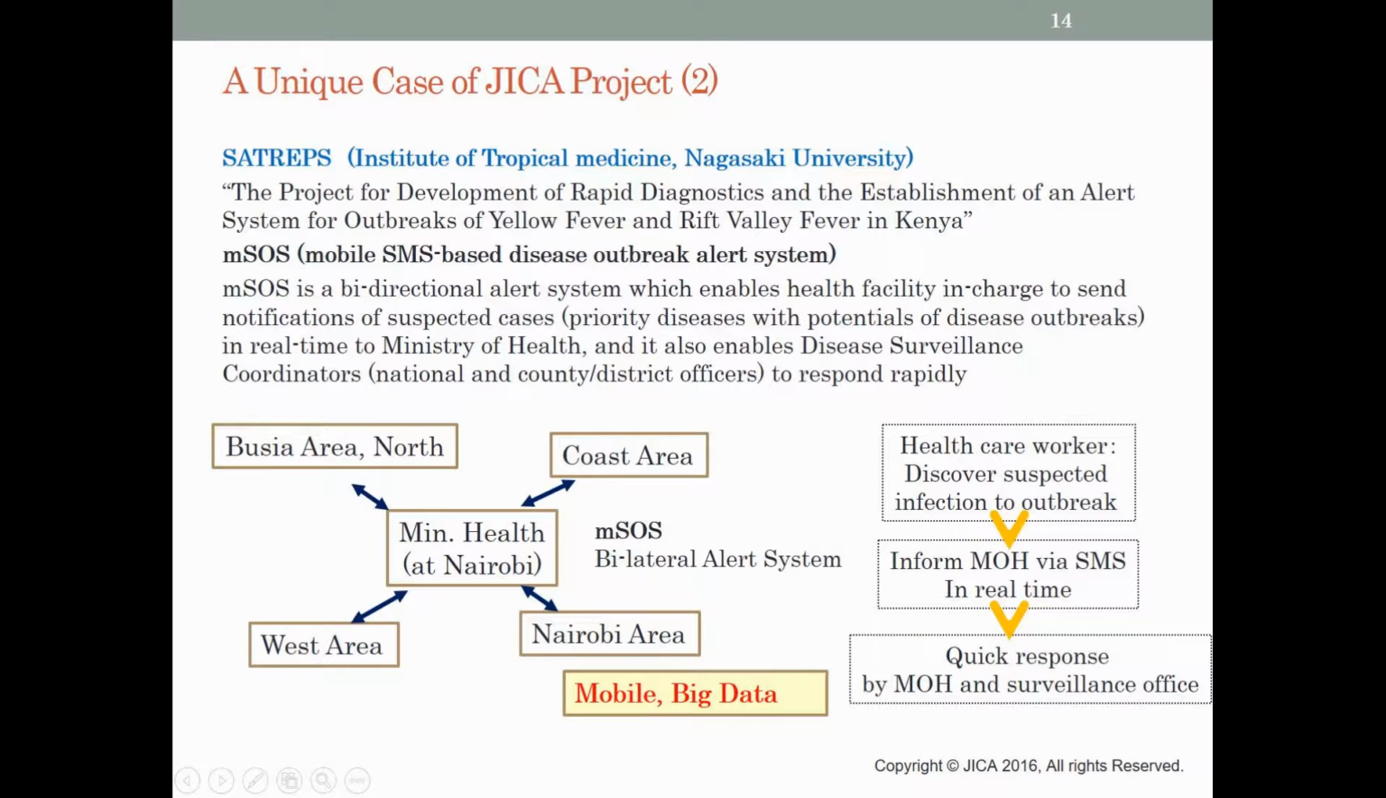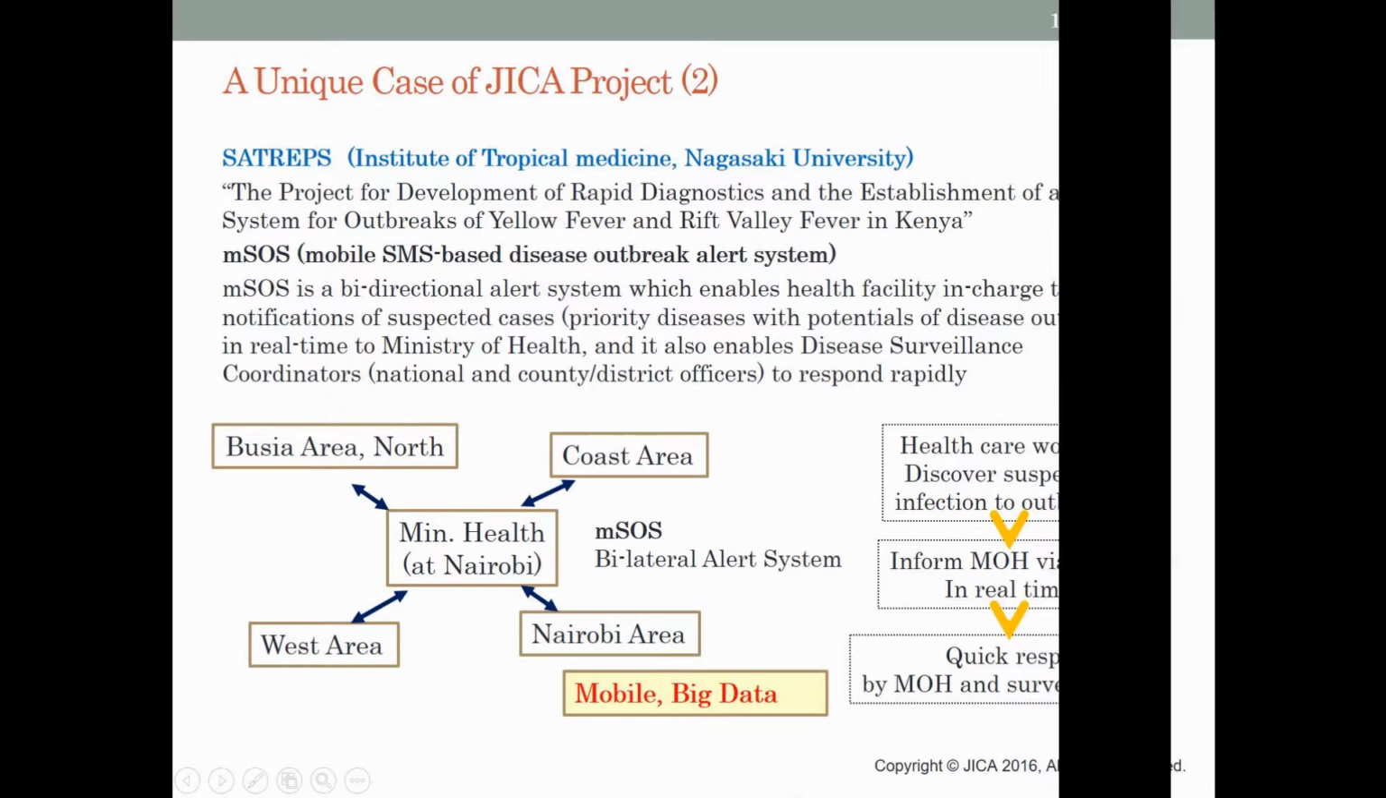The second case is the application developed by the SATREPS project. MSOS is an SMS-based information sharing system which adapts to old-type cell phones. MSOS is a bi-directional alert system which enables the health facility in charge to send notification of suspected cases, a sign of disease outbreak, in real time among the related organizations. We found that we need to choose appropriate technology carefully based on the user and the circumstances.